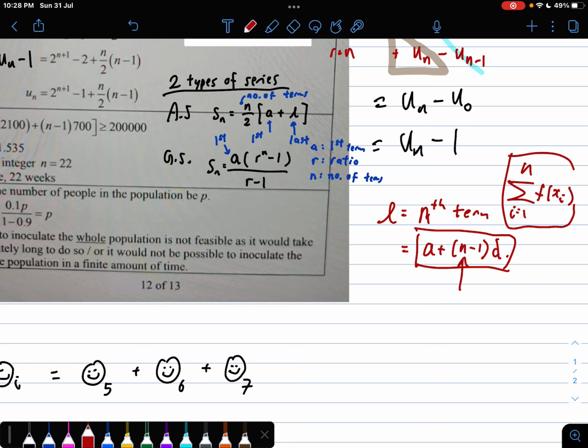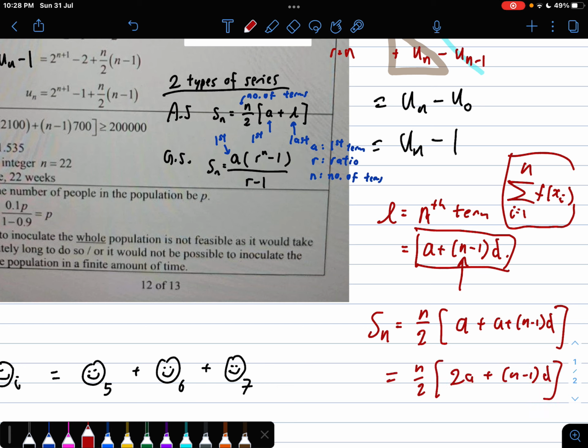So that means that there is an alternate formula for the arithmetic series. Instead of Sn equal to n over 2 times a plus L, you can replace the L directly with a plus bracket n minus 1 times d. But what's a plus a? It's 2a. So n over 2 times 2a plus n minus 1 times d. That's an alternate formula. You can also use this.